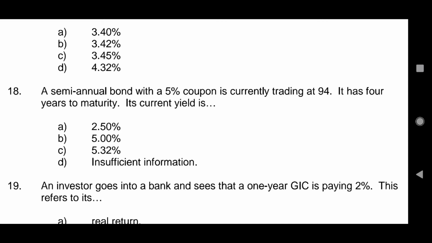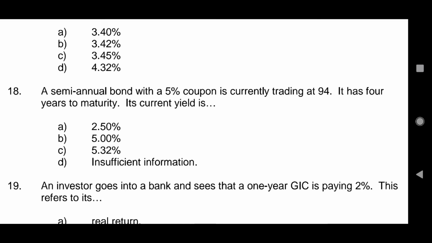So let's read 18 and answer it together. A semi-annual bond with a 5% coupon is currently trading at 94. It has 4 years to maturity. Its current yield is... All right, so just like when we were talking about the investment property, all that we needed to know to figure out what your yield in a year was how much you paid for it and how much you were getting annually. And so that's what we need to figure out here based on this wording. So that's what they're testing.